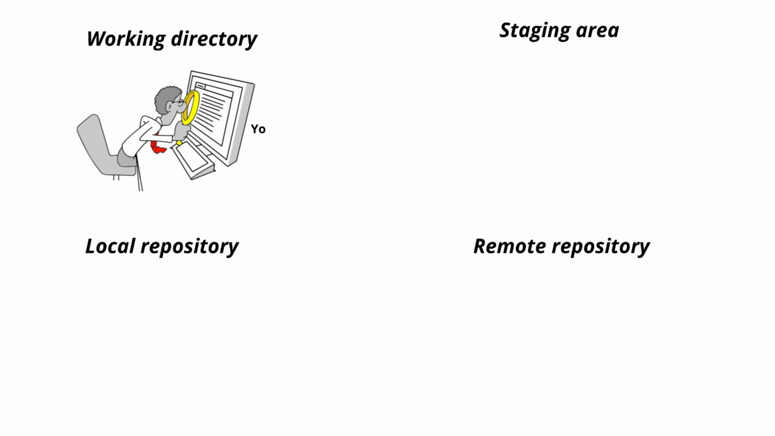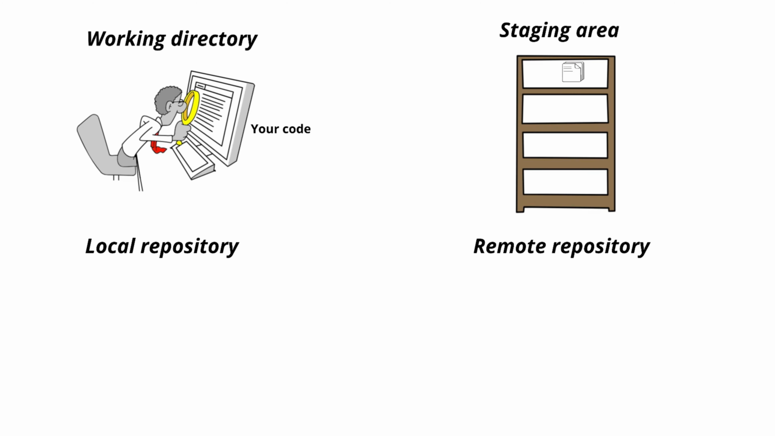The first one is the working directory. This is where you actively edit files on your computer. It's your playground. The second one is the staging area. It's a temporary spot where you prepare files before saving them. Think of it as a draft folder.